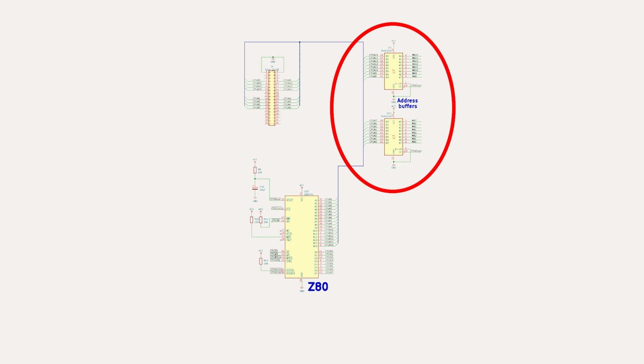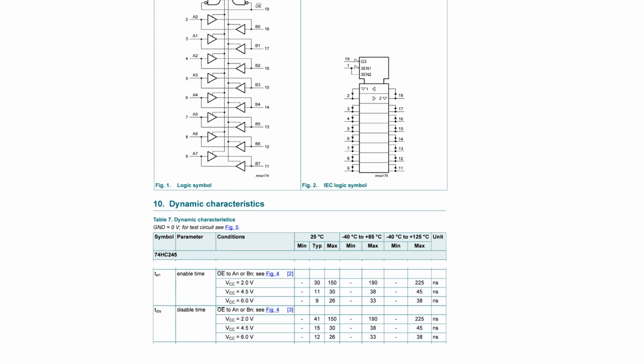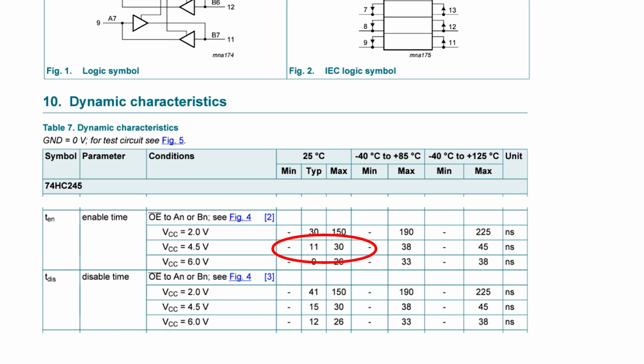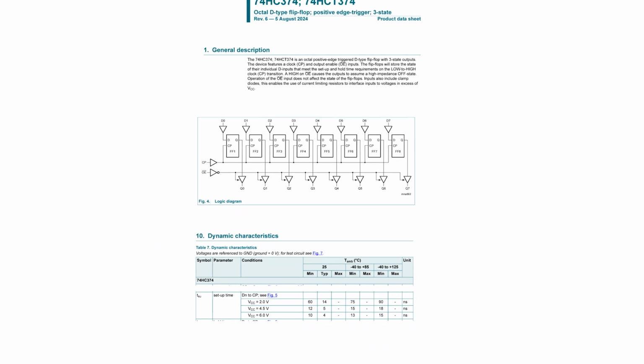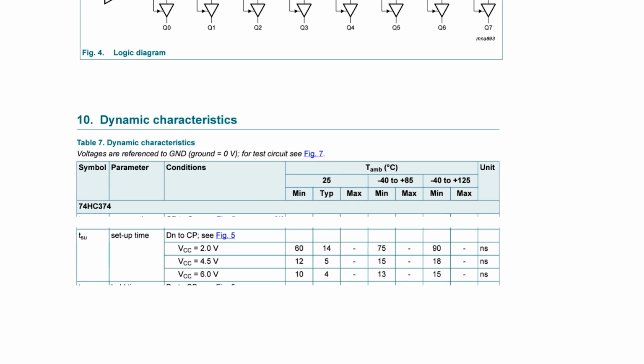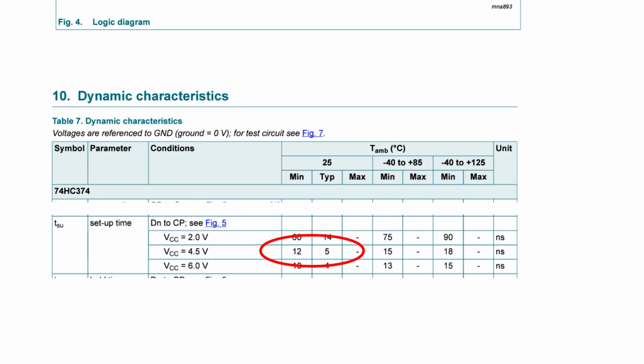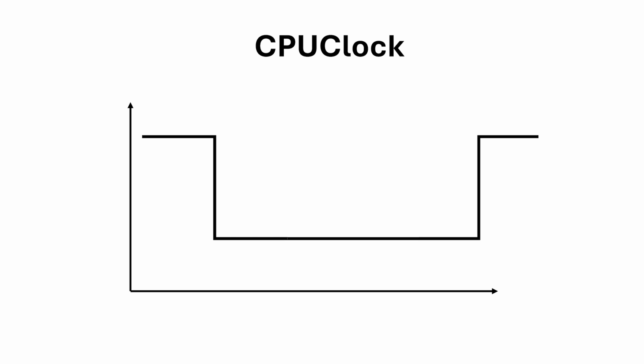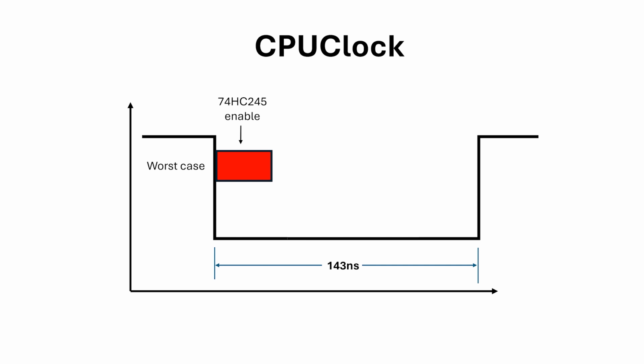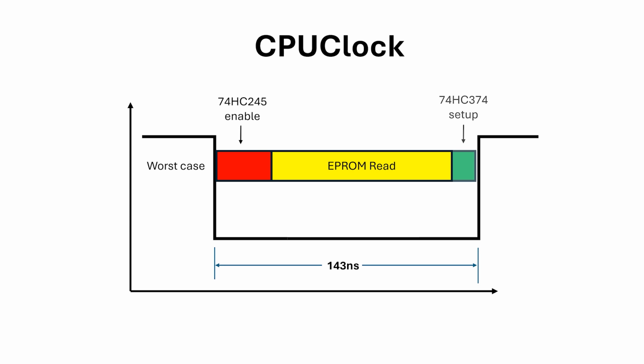and U14. Our 74HC245 enable time is typically 11 nanoseconds, but the worst case is 30 nanoseconds. The EEPROM itself takes 100 nanoseconds, and the 74HC374 receiving the data requires up to 12 nanoseconds of setup time. Let's see. We have a budget of 143 nanoseconds: 30 nanoseconds to switch the 245s, 100 nanoseconds for the EEPROM, then 12 nanoseconds setup time. So 142 nanoseconds in total.